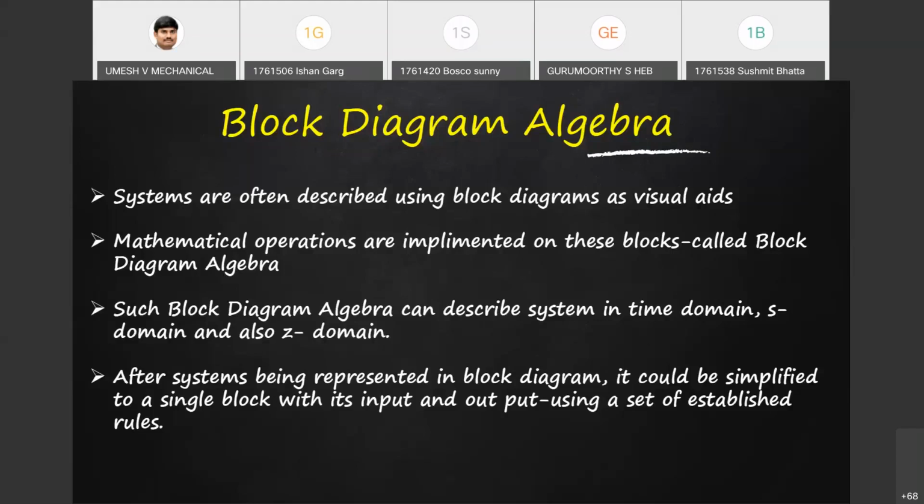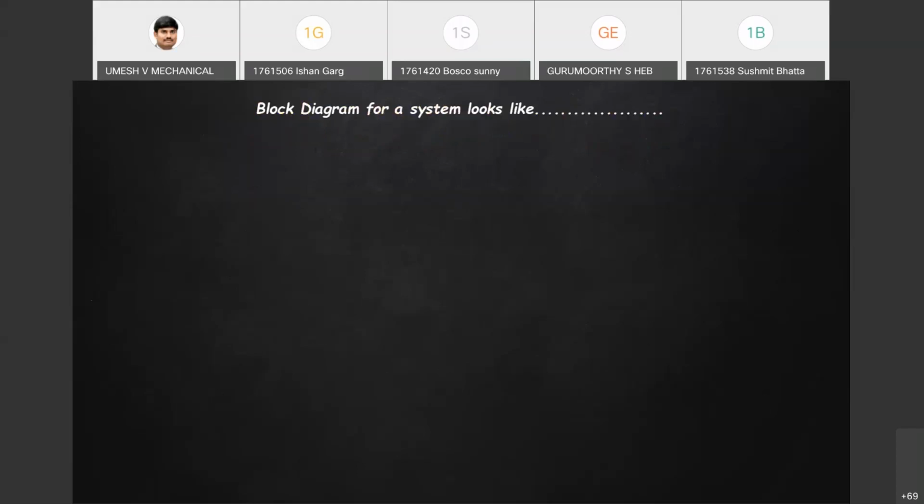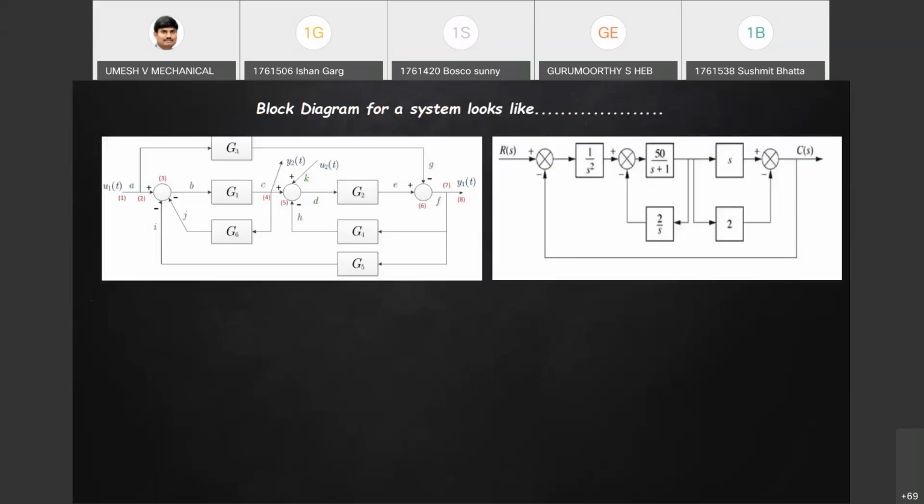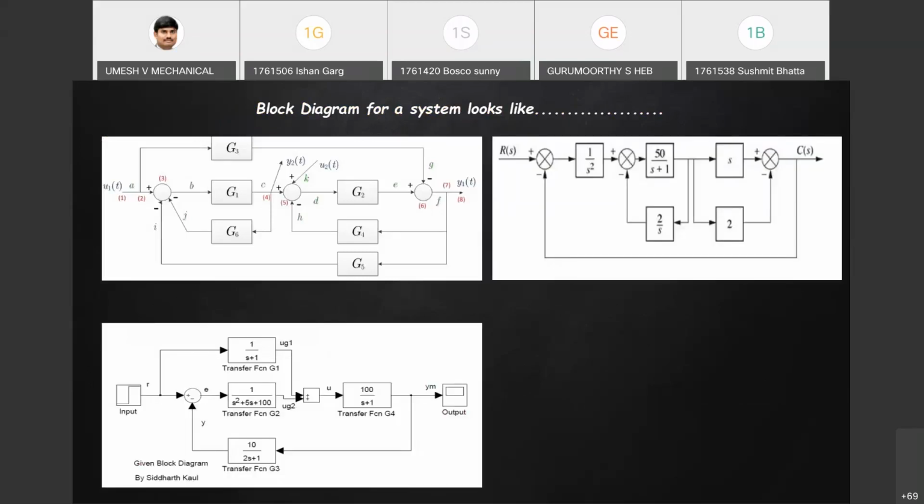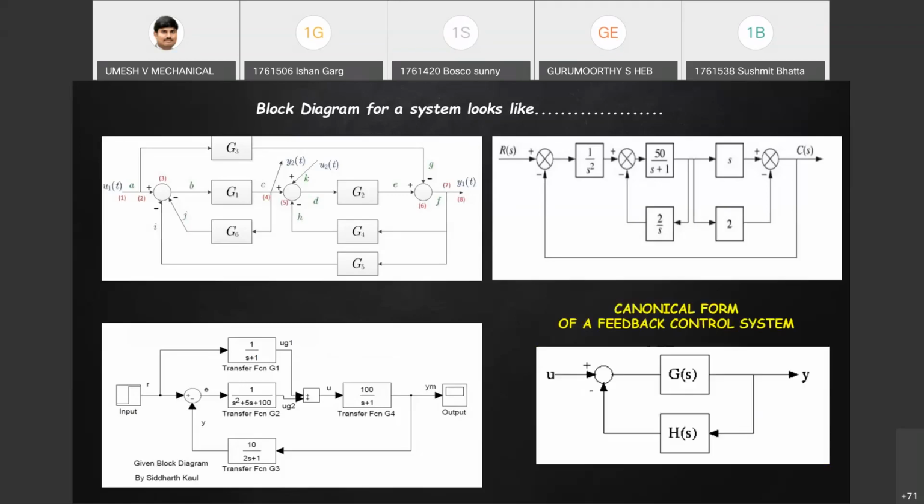Now, there are some techniques how to reduce a given block diagram into a canonical form. Before that, just have a look at how block diagrams are represented for different systems. So any given system can be represented in terms of blocks. Block diagram is nothing but you put a rectangular block and write the value or the signal it carries from one point to the other point in the block. Inside the block we represent. Then we reduce that to canonical form.